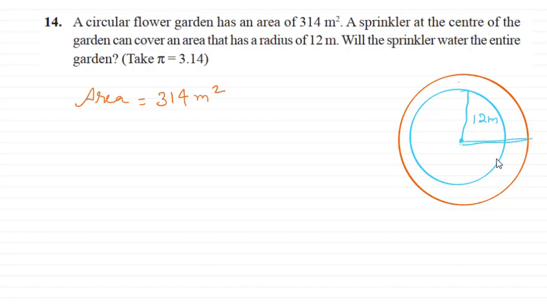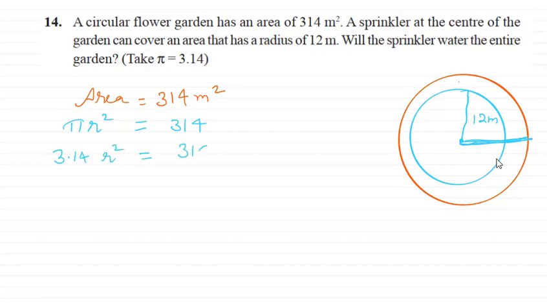If we know the radius of this, then we will know whether the sprinkler will cover the whole garden or not. Okay, so for doing this, we have the area 314. You know the formula for area, that is pi r square. So pi r square will be 314. Now you know the value of pi is 3.14.